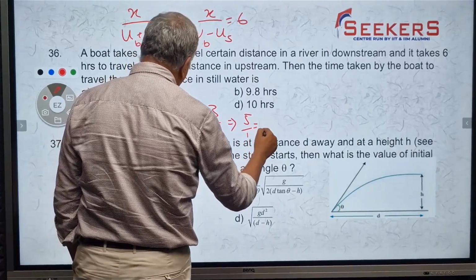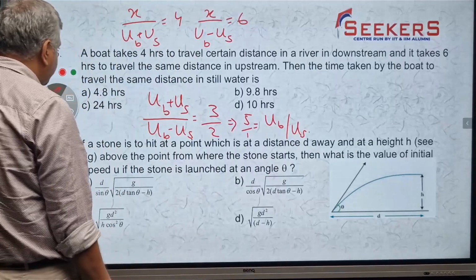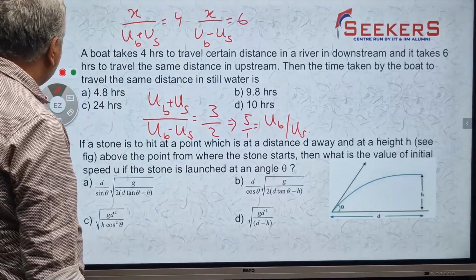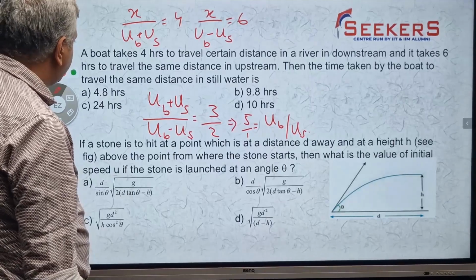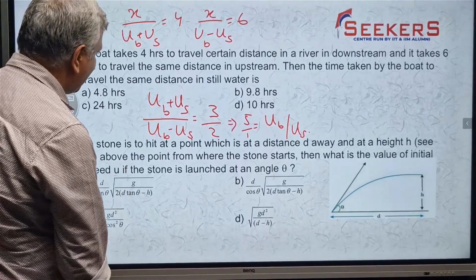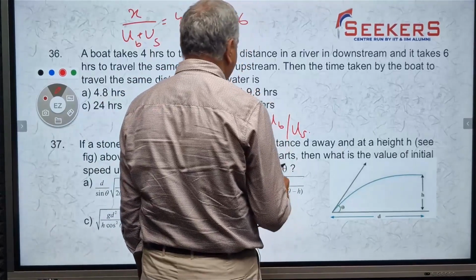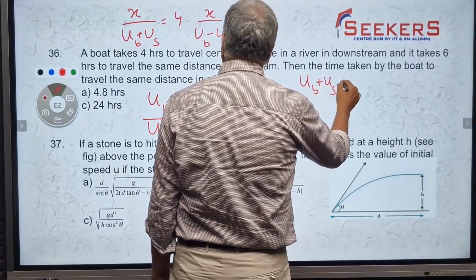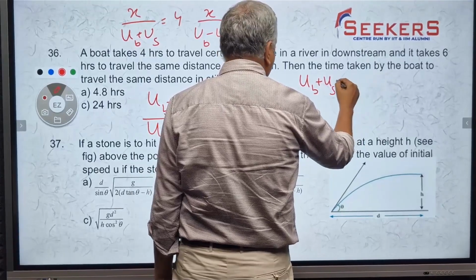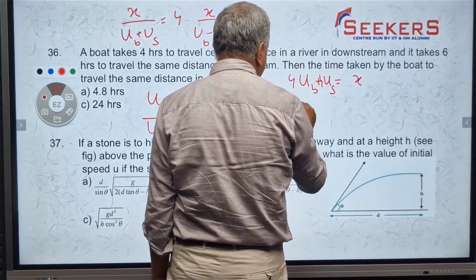That will be equal to u boat by u stream. So let me see. Then the time taken by the boat to travel the same distance in still water is how much they are asking. Okay, so now this has made it slightly complicated. So we'll have to find out what each one of them is, and then we will do. So let's see, ub plus us times 4 is equal to x, or 4 times ub plus 4 times us is equal to x.